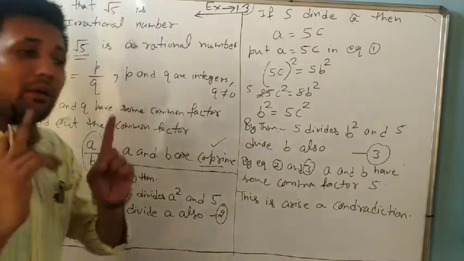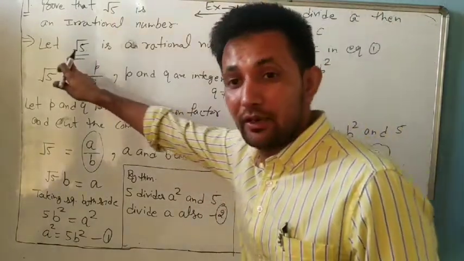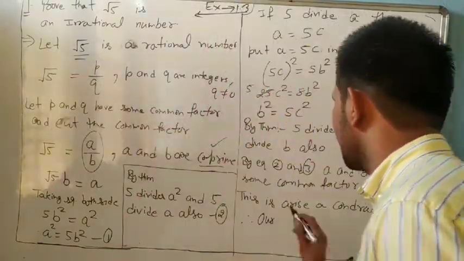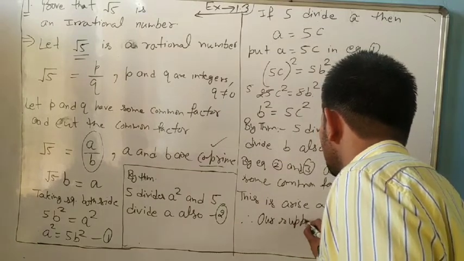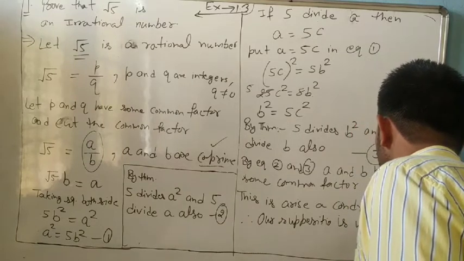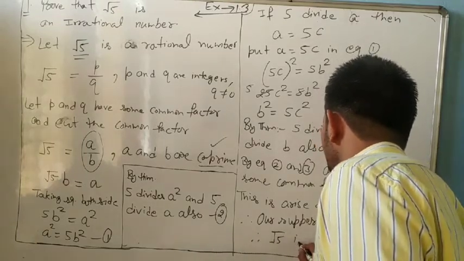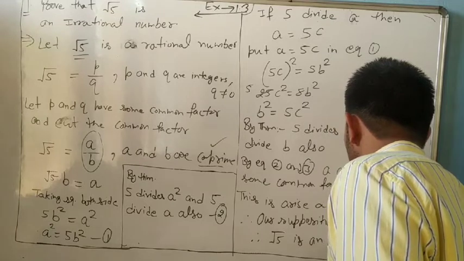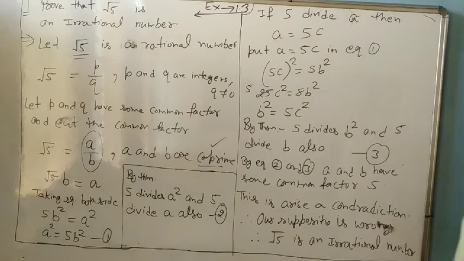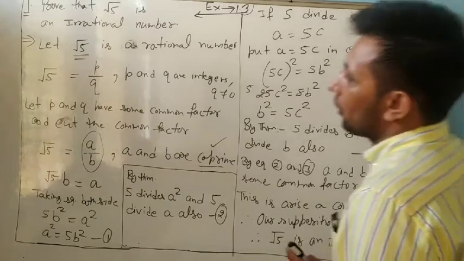And what is the meaning of whenever a contradiction arises? Therefore, our supposition, our consideration, what we assumed in the let, is wrong. Therefore, root 5 is an irrational number. So it was a contradiction.